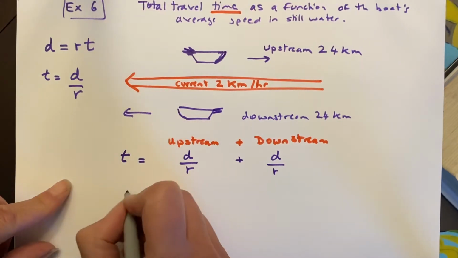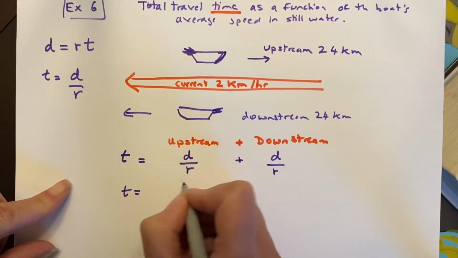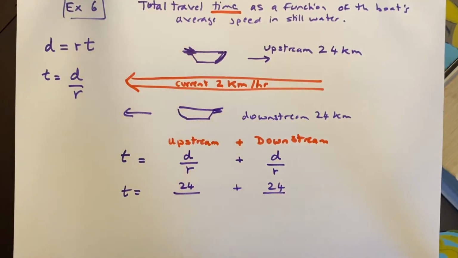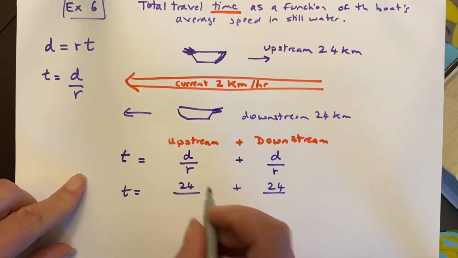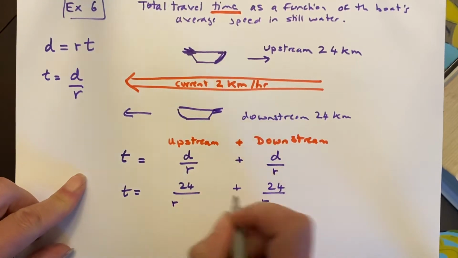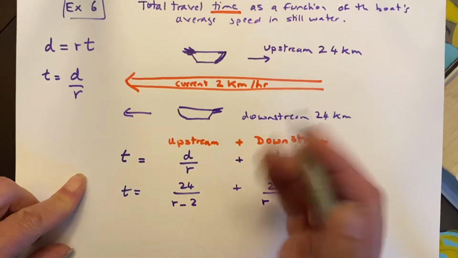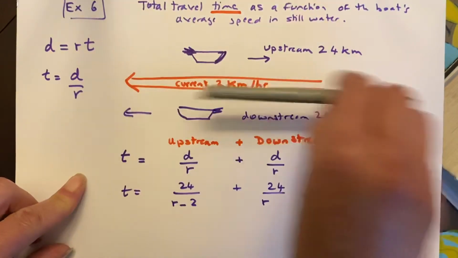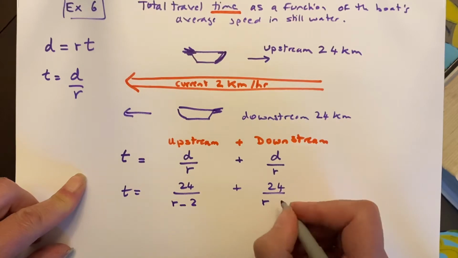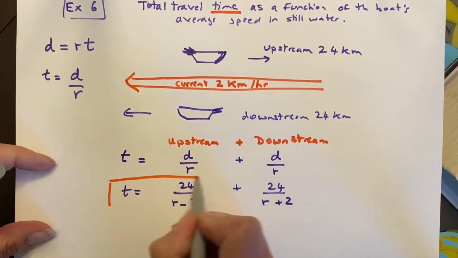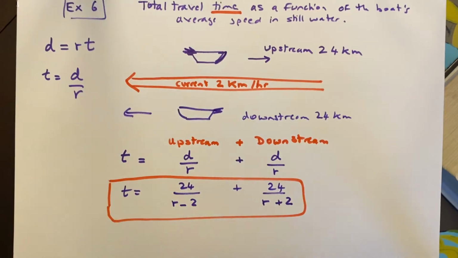Well, what numbers can we plug in? Well, we know the distance is the same in both cases. And we don't know the rate of the boat. We're trying to figure out what the rate is in still water, but we know upstream, when it's going against the current, we're going to have to subtract 2 kilometers an hour because it's going against the current. And downstream, it's the opposite. It's going to get help from the current. So we know that this is our basic equation. T equals... okay? But it's not simplified.